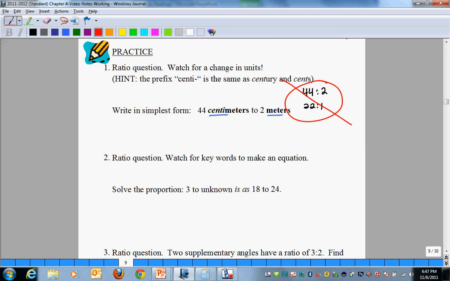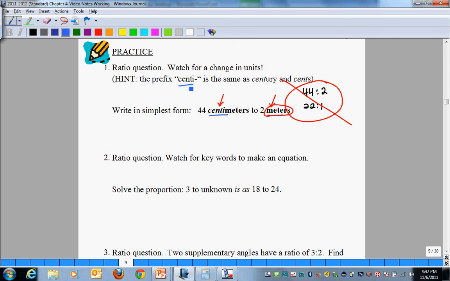The reason why they're incorrect is you have to make sure you have the same units before you can make a comparison. You have to compare apples to apples and not apples to oranges. You have to have the same units. So before we can make our comparison, we need to convert meters into centimeters.